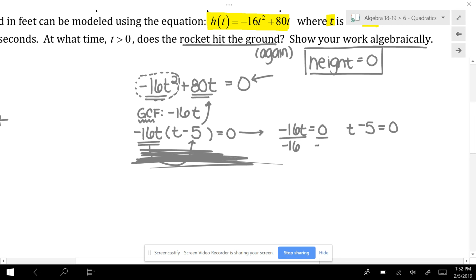So 0 divided by negative 16, oh yeah, that's 0. So at 0 seconds, it's going to hit the ground. Okay, no surprise because it's starting on the ground. And also when I add 5 to both sides, it'll hit the ground again at 5 seconds.